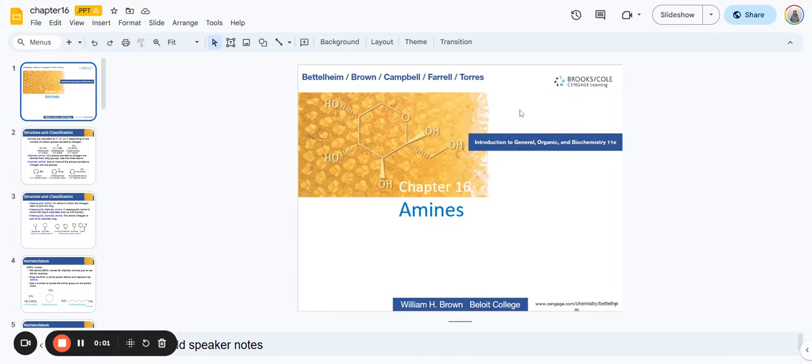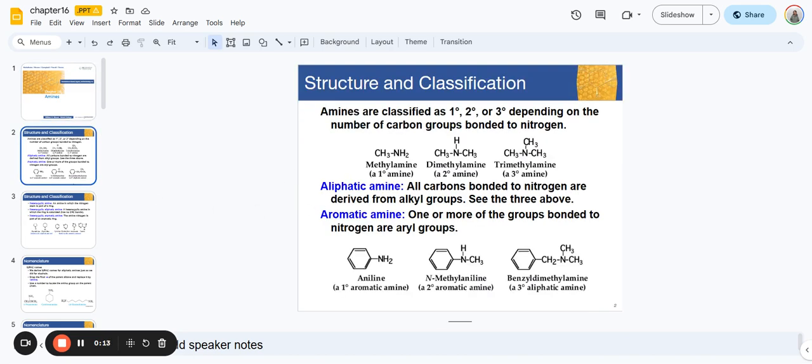Hello, everyone. So for today, we will be discussing amines. This is chapter 16 of your Bettelheim book. This is about an organic compound with carbon to nitrogen bonding. First, we delve into the structure and classification of our amines.